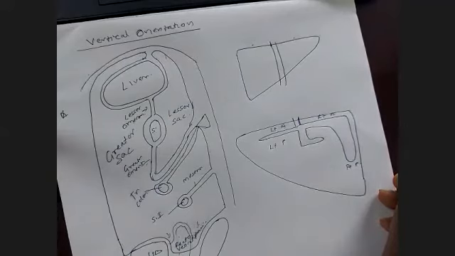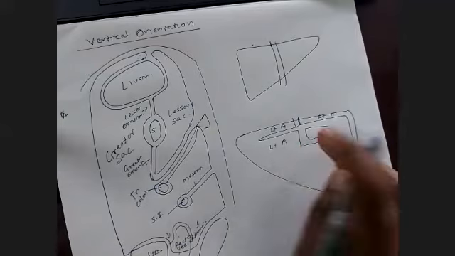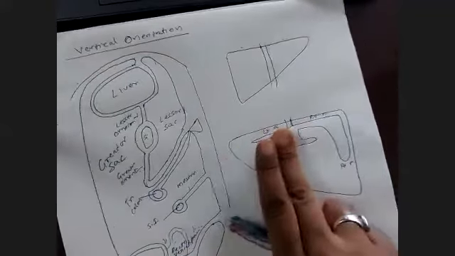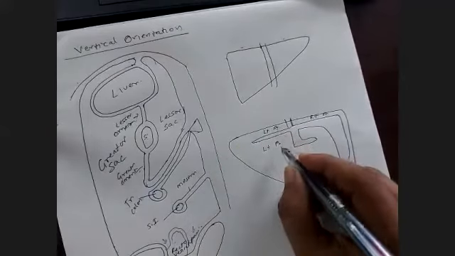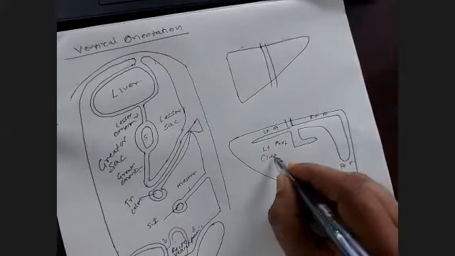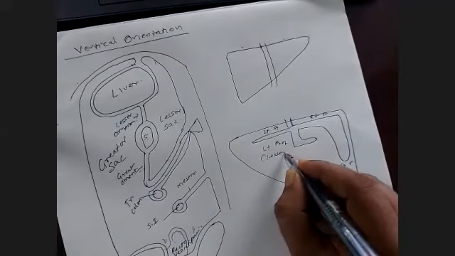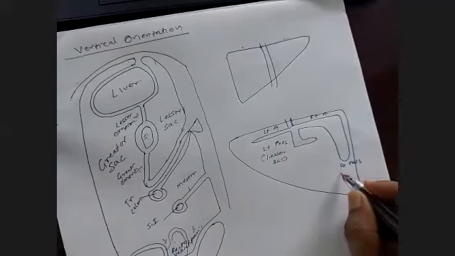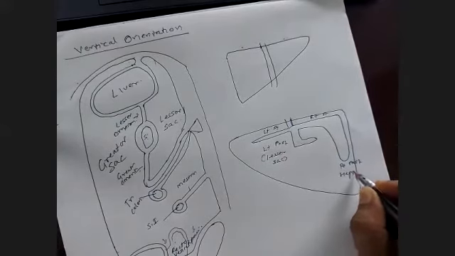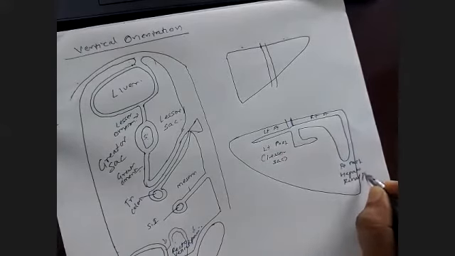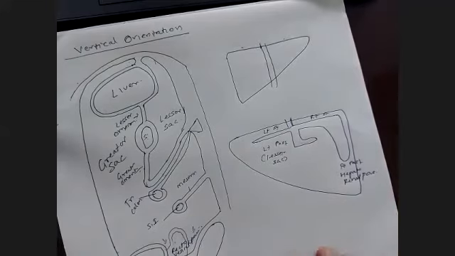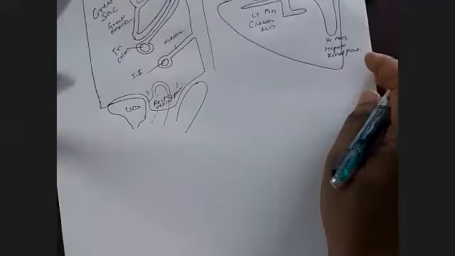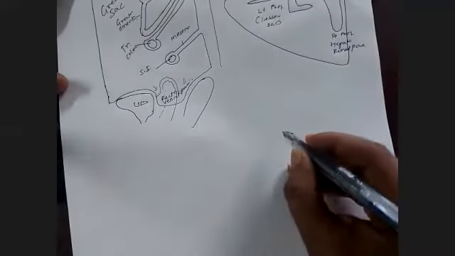The left posterior space, because this is the lesser omentum, and behind that, so lesser omentum will go like this, and behind that will be the left posterior space, which is nothing but the lesser sac. And the right posterior space, which gets reflected over the kidney, is nothing but the hepatorenal pouch. Okay. So I'll draw another diagram to show you how the hepatorenal pouch looks.